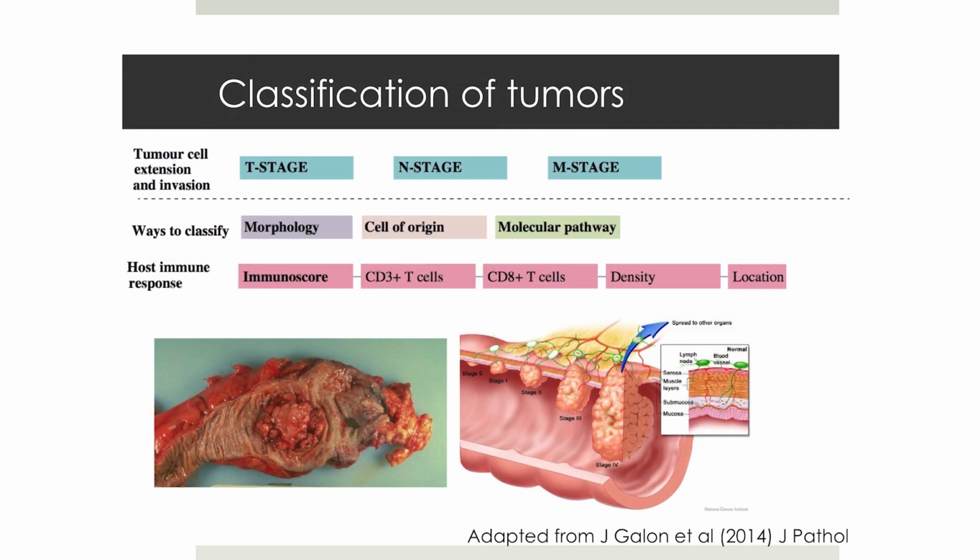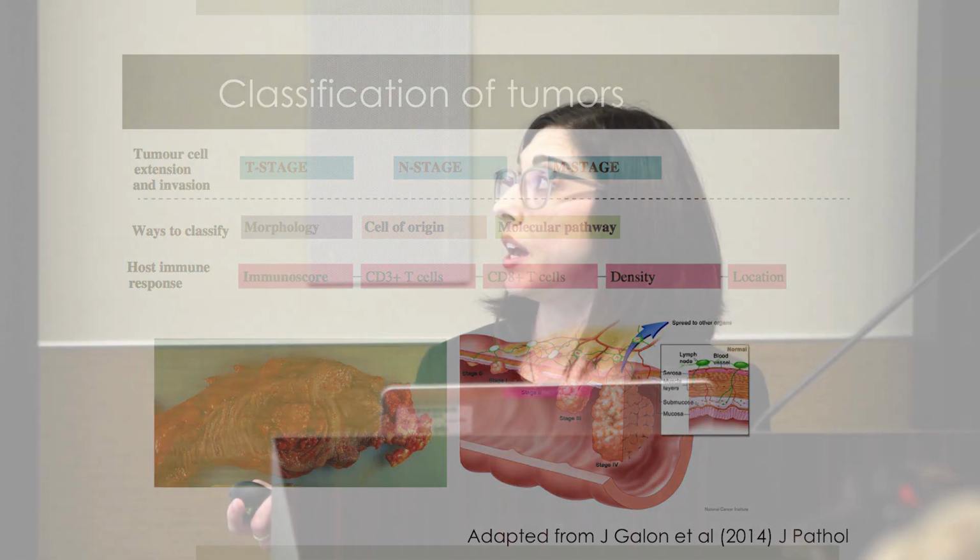The way that we classify tumors is, you'll see on path reports the T stage, N stage, and M stage. The T stage is the depth of invasion, N stage is whether or not it's metastasized to lymph nodes, and M stage is whether or not it's metastasized farther away.